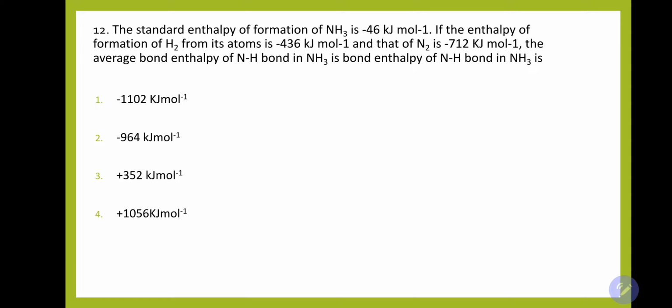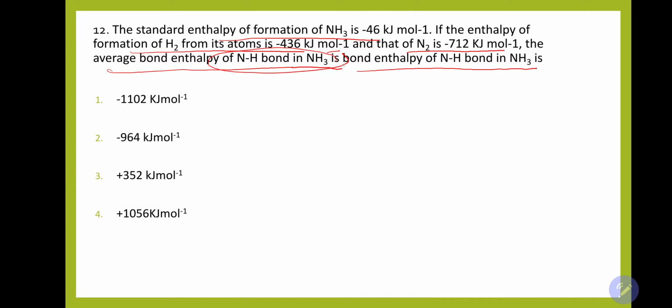Next question. The standard enthalpy of formation of NH3 is given. If the enthalpy of formation of H2 for its atom is minus 436 kilojoules per mole and that of N2 is minus 712 kilojoules, the average bond enthalpy of NH bond in NH3 is. So they have asked you to find the bond enthalpy of NH bond in NH3. What they have given you is the standard enthalpy of formation of NH3.